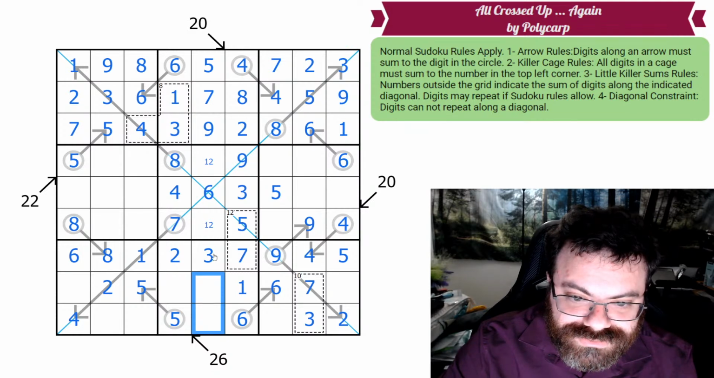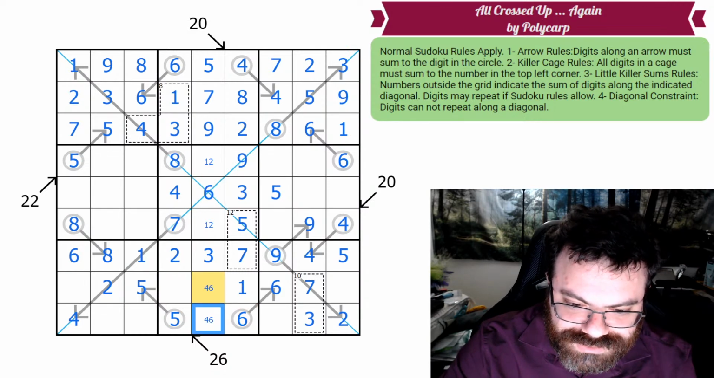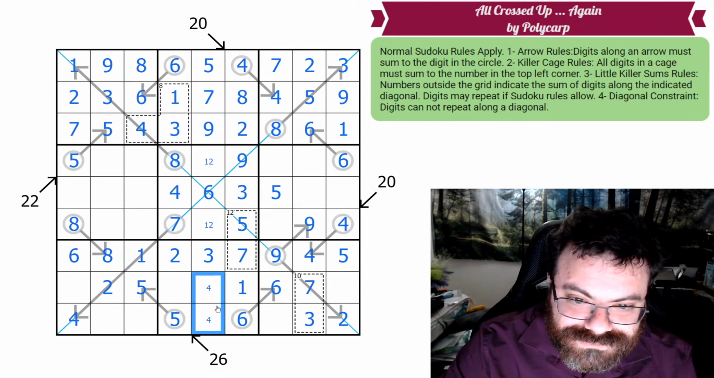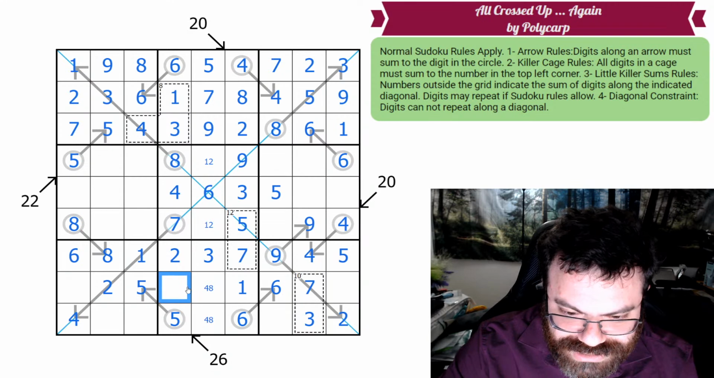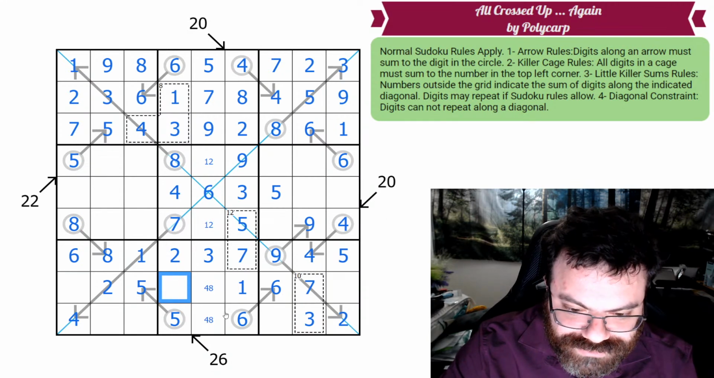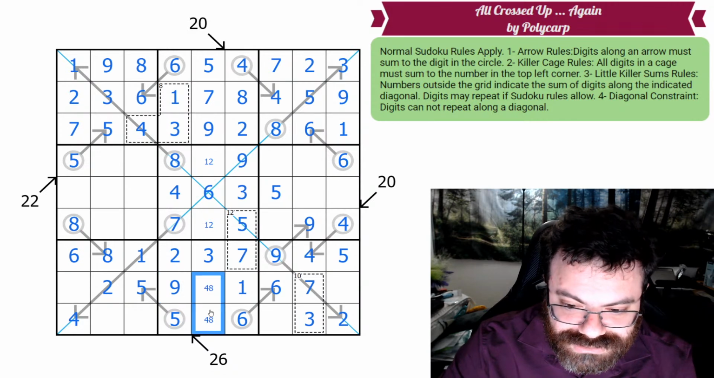We have 1, 2, 3. We need 4 and 6. That goes this way. No, we don't need 4 and 6. We need 4 and something else. 8. Keep doing that. 1, 2, 3, 4, 5, 6, 7. We need a 9. Are these not resolved? Oh, the 4 resolves it.